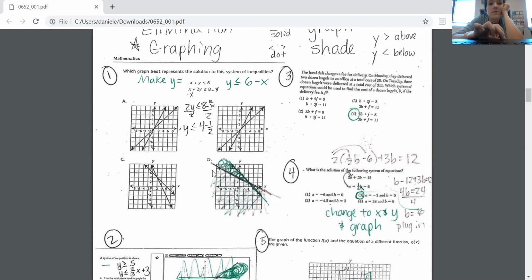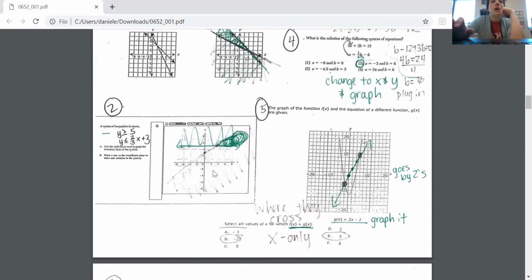Now, you have to find the area where they are both shaded and where they both intersect, and that would be all of this right here underneath both lines. So D is actually the only one that has them graphed correctly. Okay. Number 2 down here, you're graphing both of these.